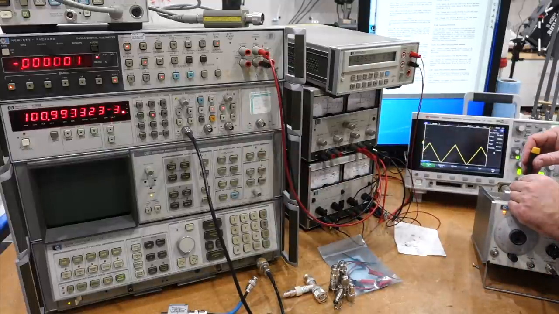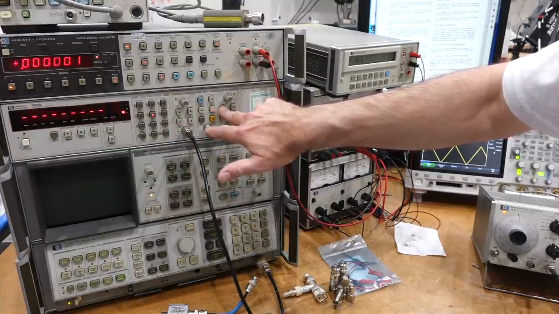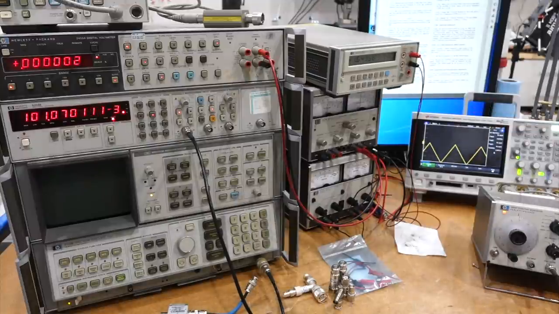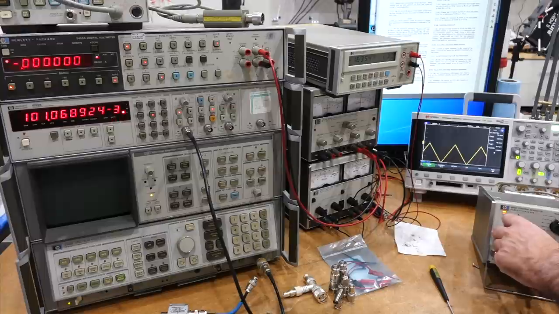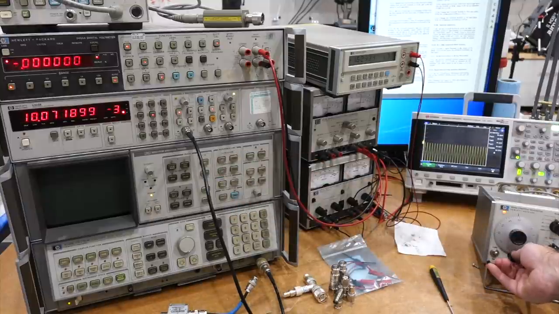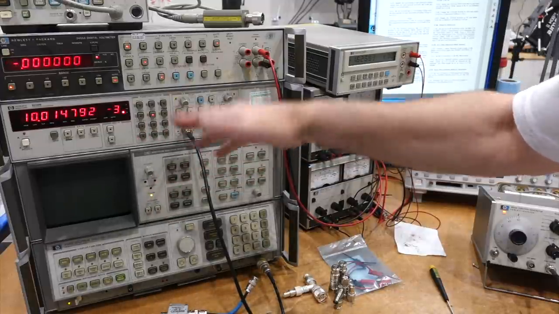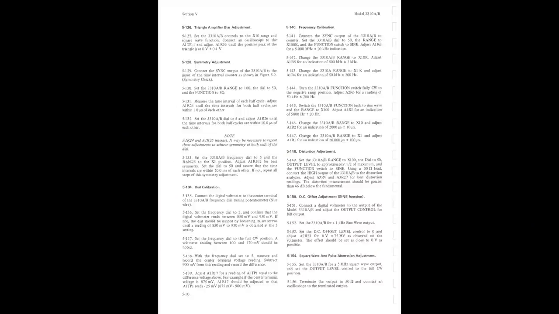Even better now. 98. 107. Okay, so that is fine too. And then I have to verify that if I get to 50, it still works. So there you go. 10.1. 10.1. Okay. So once again, this instrument calibration is outstanding. It just needed a little tweak on the slowest range.